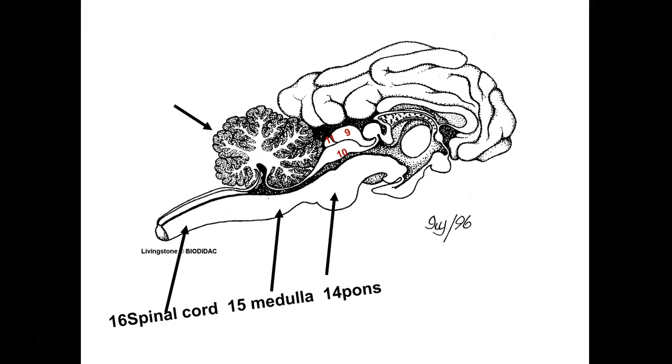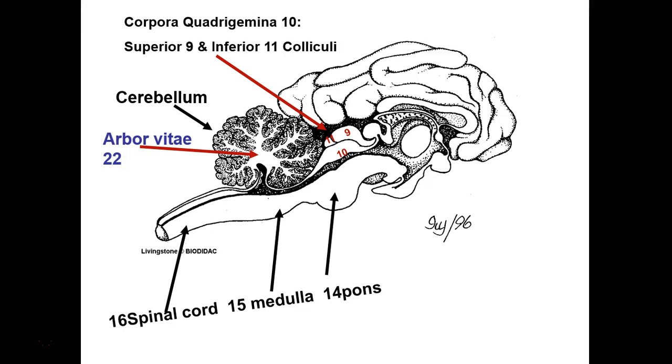This, of course, is the cerebellum. And inside the cerebellum, we see the tree of life, or the arbor vitae. So this is the cerebellum, and the arbor vitae then would be number 22. Here again, we've labeled the corpora quadrigemina and the superior and inferior colliculi. Remember, above the corpora quadrigemina, when we pulled back the cerebellum, we saw the little pineal gland emerge, and so that is number 12 on your picture.